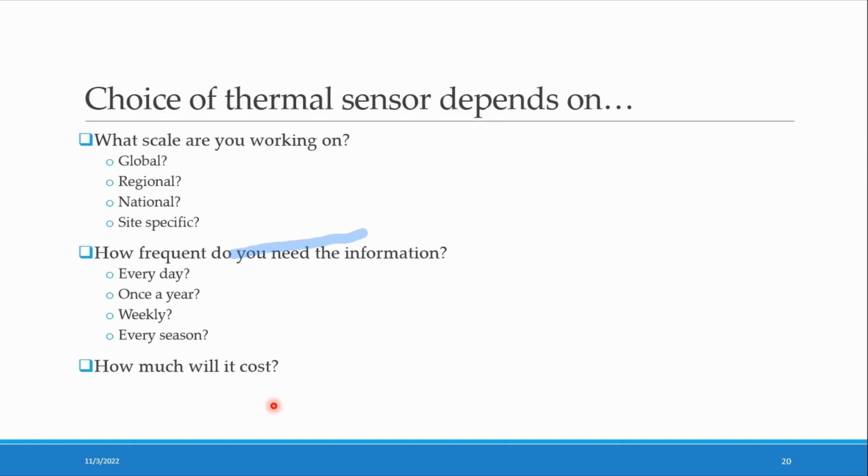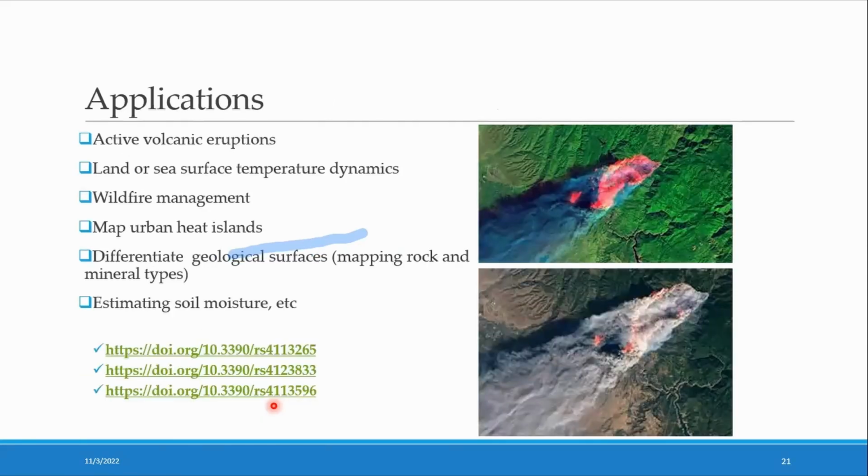If you're not okay with paying money, then you look at the freely available sensors, but you will need to trade off between the spatial resolution and the temporal resolution, like I explained. We come to the part that George was more interested in.